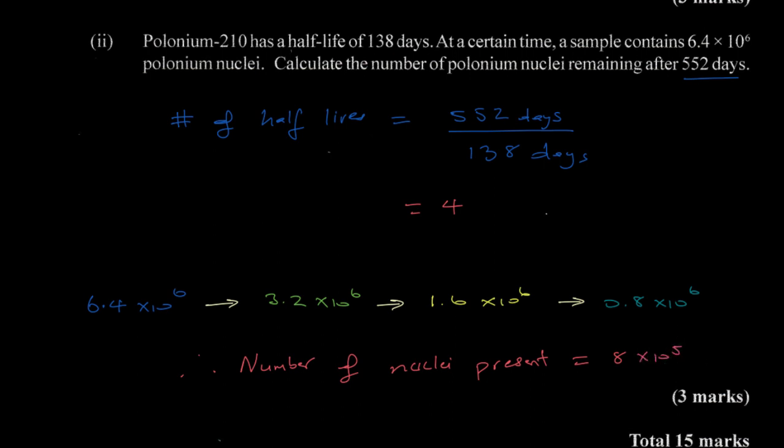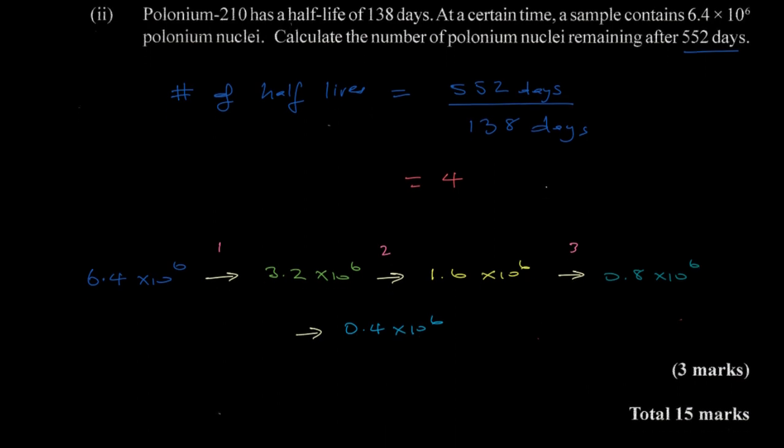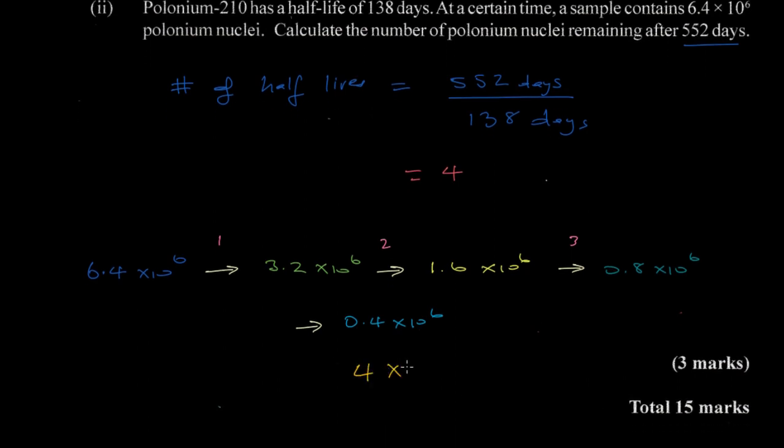So after each half-life, this is the first half-life, second half-life. Okay, so it's 4 half-lives. So first, second, this is the third. So therefore, we're going to have to change this because we're going to consider 1 more half-life. So after the 4th half-life, it goes down by half of that, which is 0.4 times 10 to the 6. So therefore, the number of polonium nuclei present now is going to be 4 times 10 to the 5 nuclei. So this would be our final answer.